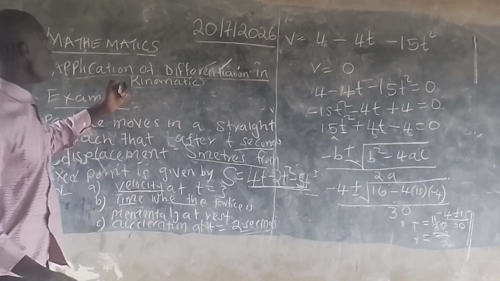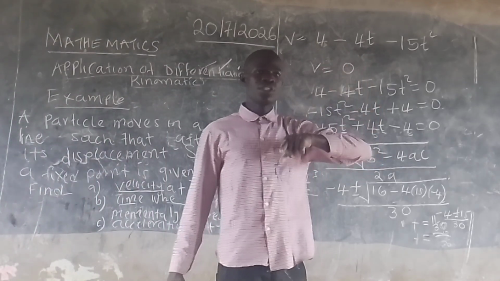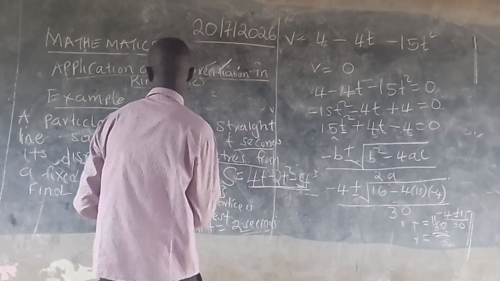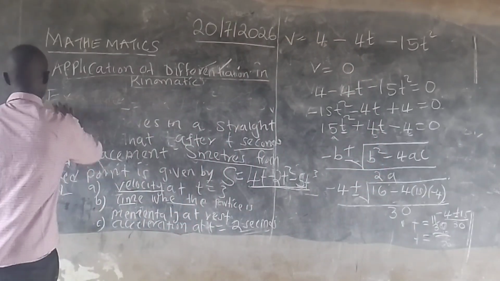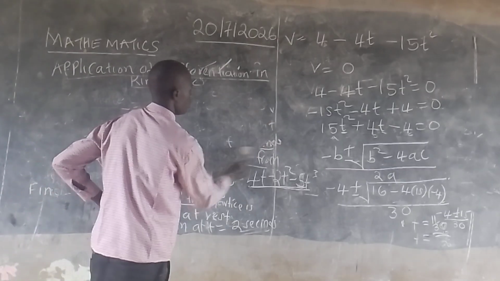Now, a point to mark: when they tell you momentarily at rest, it simply means the velocity of that particle is 0 at that point. Now let us navigate to the last part of this question.